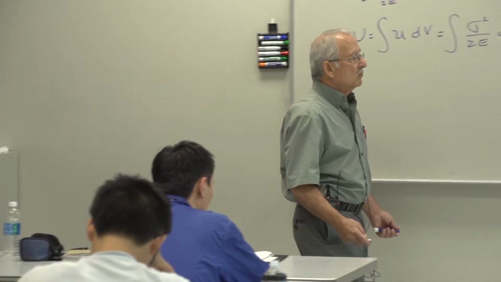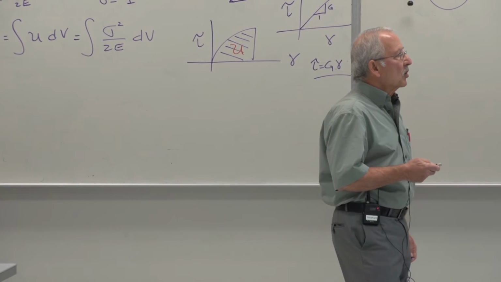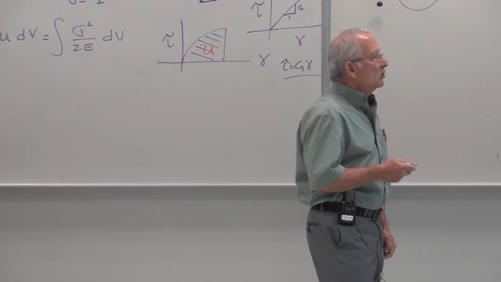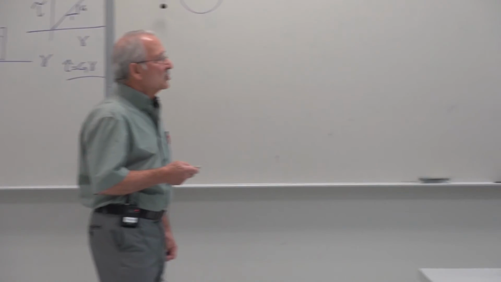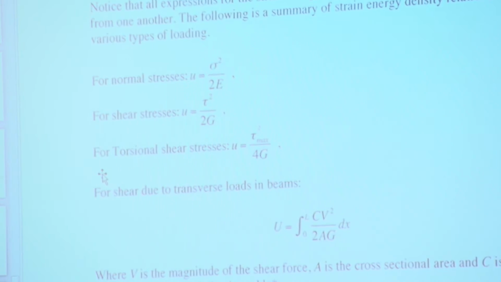As I said before, they're very, very similar, and you can deduce one from the others. This is normal stress, U equals sigma squared over 2E. Shear stress, tau squared over 2G. Torsional shear stress, tau max squared over 4G.